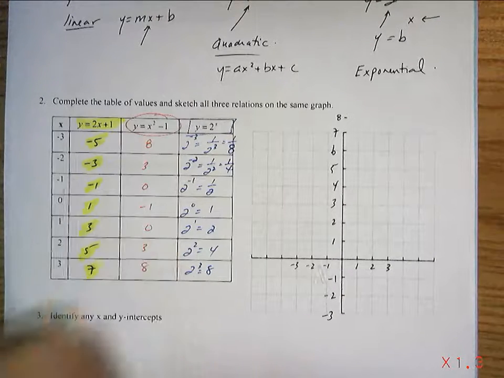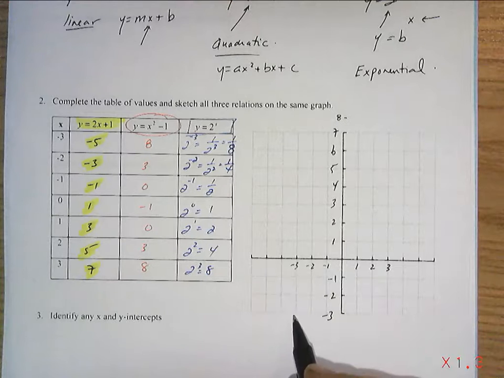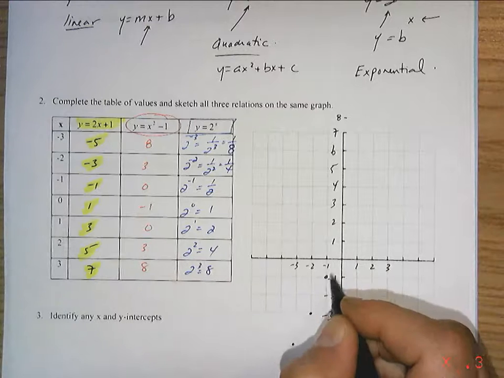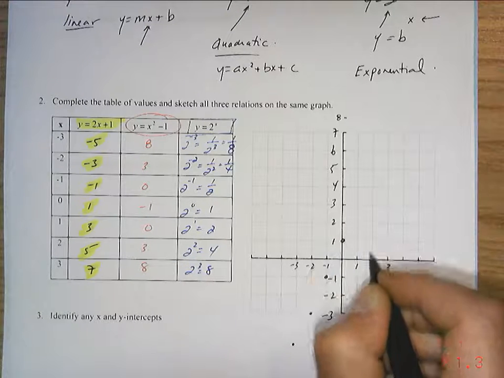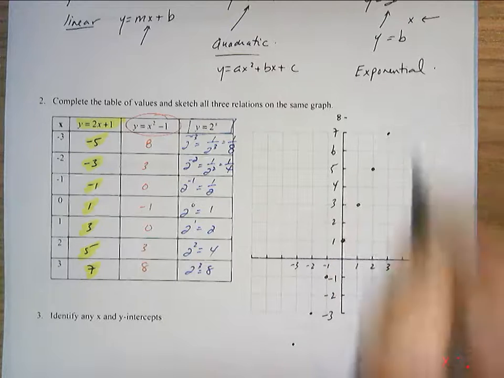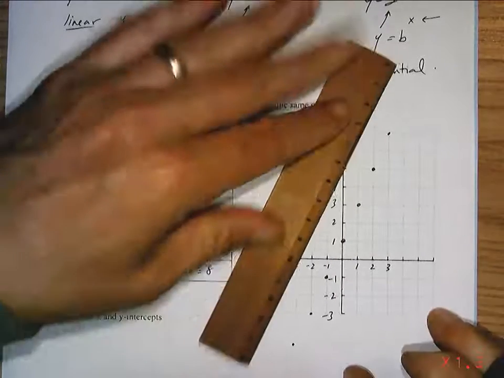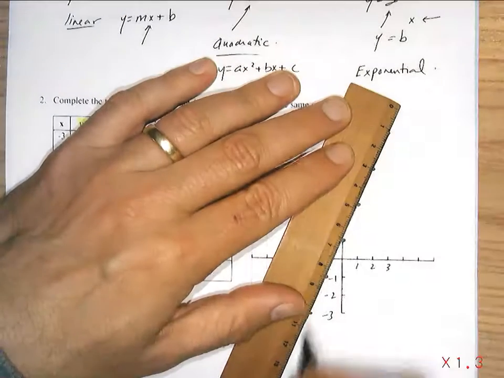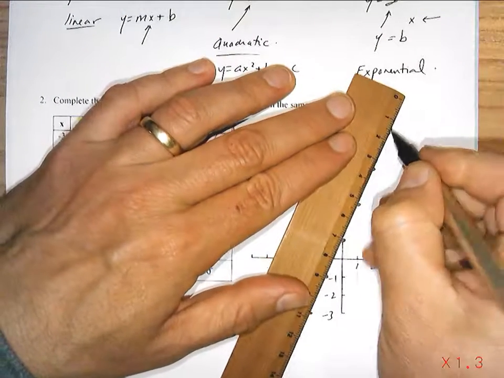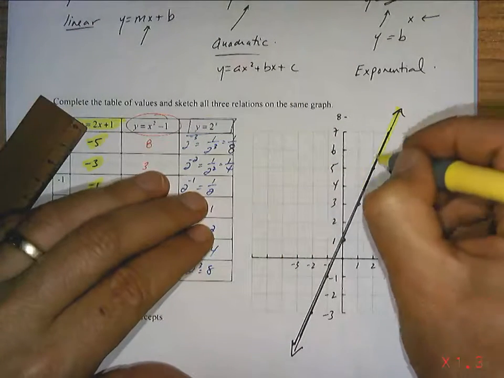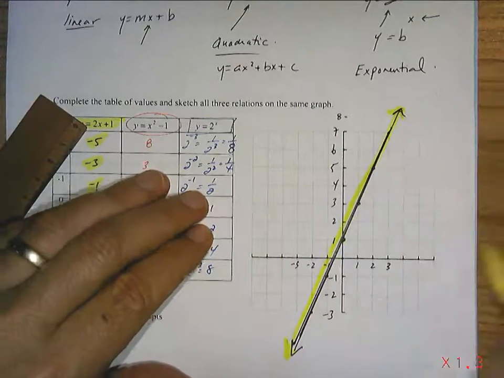So, negative 3, negative 5, if I'm going to plot this one. Negative 3, negative 4, negative 5 is down here somewhere. Negative 2, negative 3 is about here. Negative 1 is here. 0, 1 is here. 1 and 3 is here. 2 and 5 is here. 3 and 7 is here. Let's get a straight edge. Let's connect them. Pretty close to looking something like this. And that is our linear function. That's what a linear function looks like.